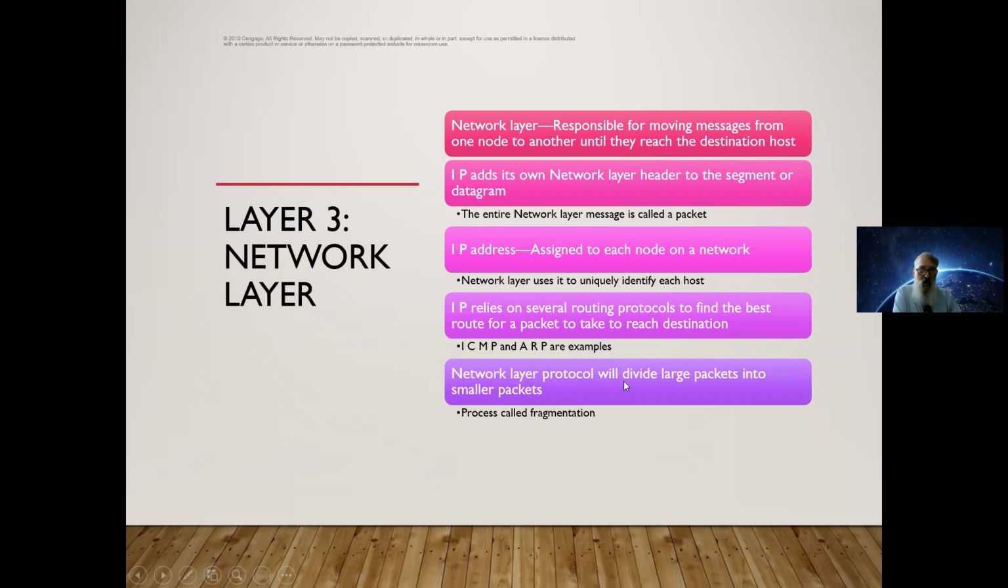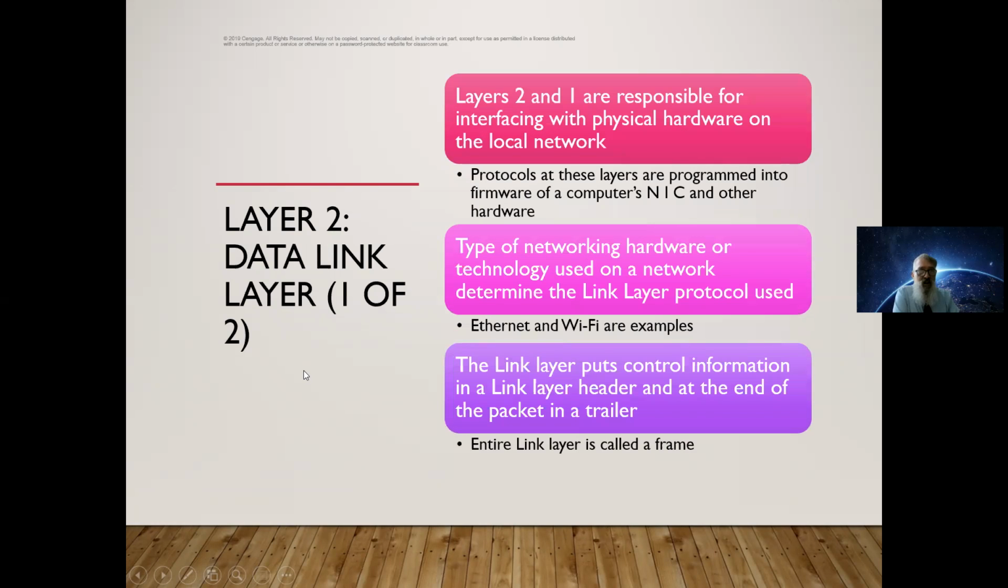The network protocol can divide larger packets into smaller packets, called fragmentation. Now, layer 2, what you're doing with layer 2 is you're taking that packet. So we had a segment or a datagram, and then we had a packet, layer 3. Now at layer 2, we have a frame. So we're taking that packet and we're adding some physical addressing to it.